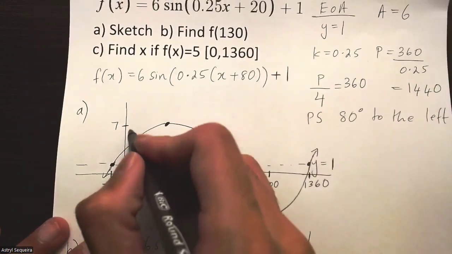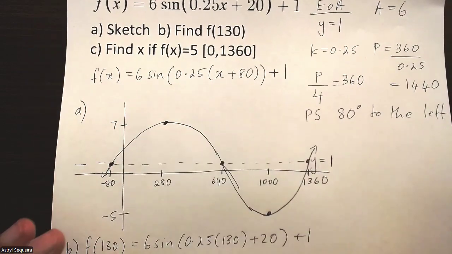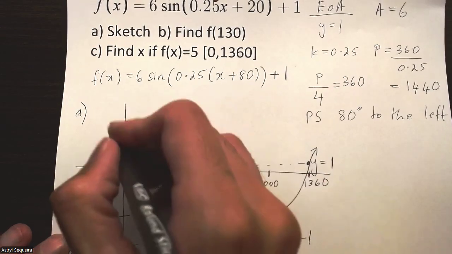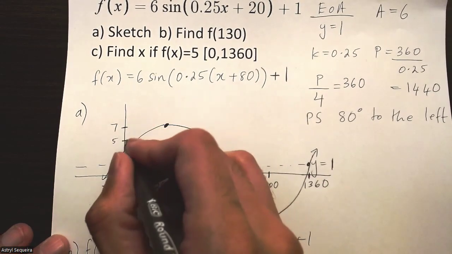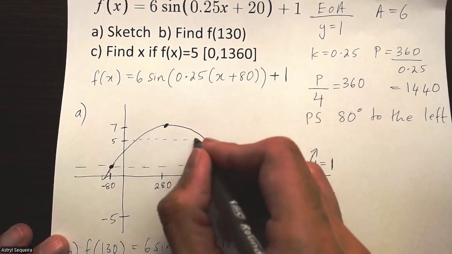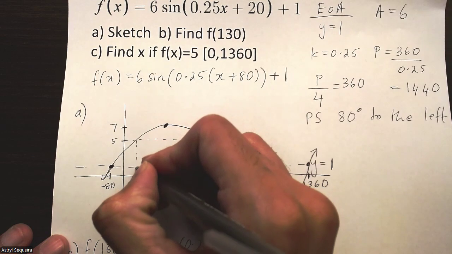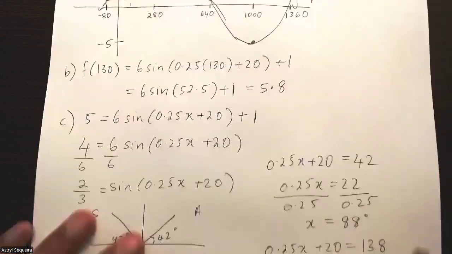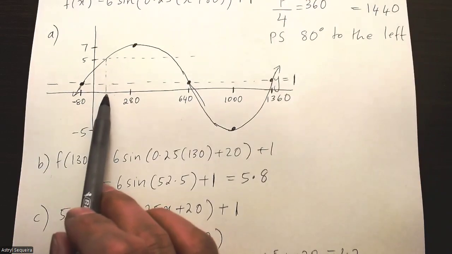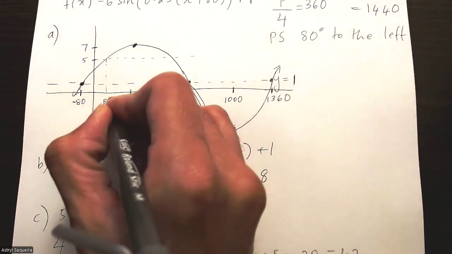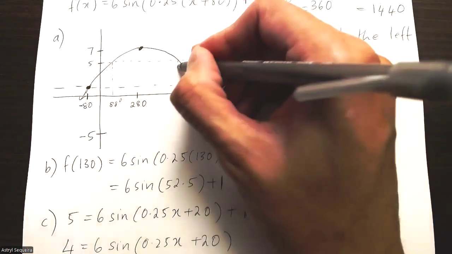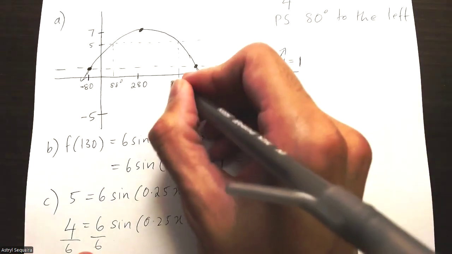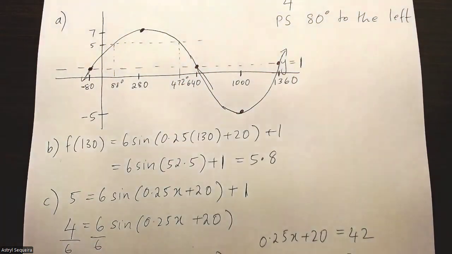And if I come to my graph here and I do f of x equals 5, somewhere approximately over here, and if I draw a line across, I know that this value should be between 0 and 280, and I got 88 degrees, which looks approximately accurate for this one. And over here, if I draw a line going down here, that does look approximately correct to be 472 degrees. So I'm pretty confident that my solution is correct.